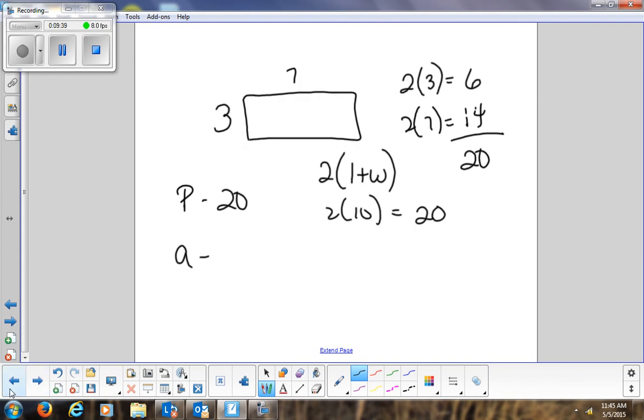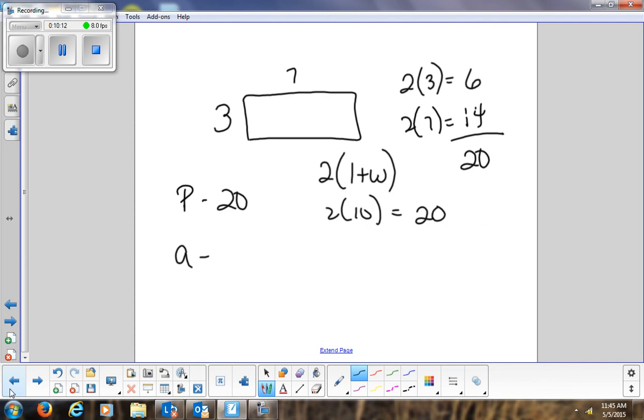Area. What's my area of this rectangle? 21. I don't know why that came out that way. All right. How'd you get 21? Because you count the squares inside. Okay, counting the squares inside. What is another way of using these two numbers to get to 21?